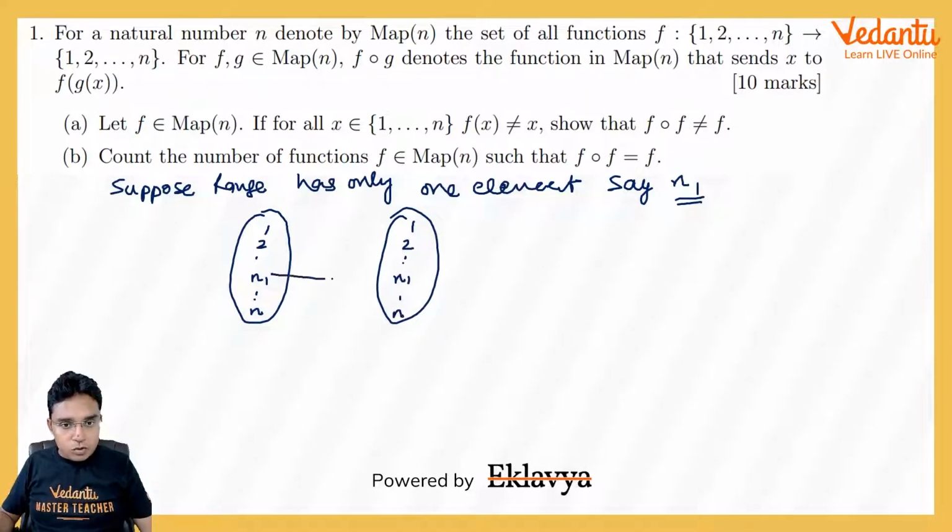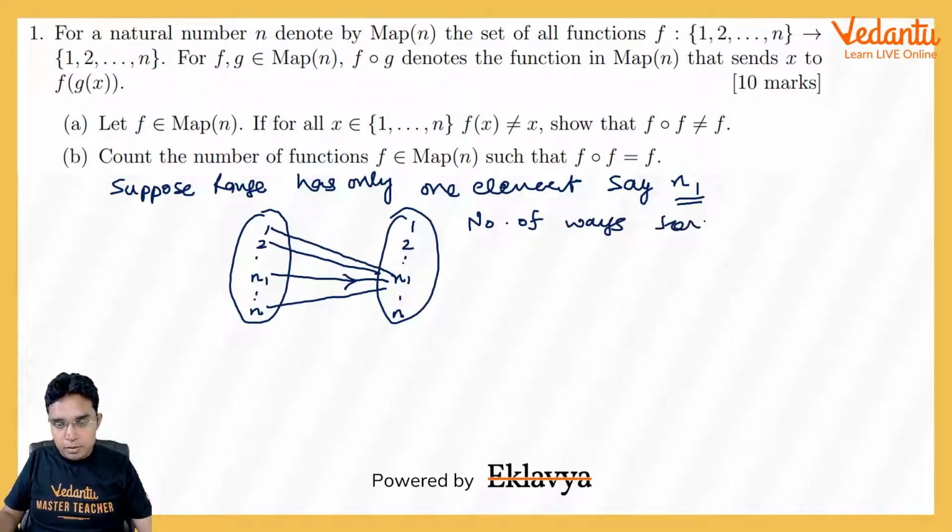Now this n1 has to be connected to this n1 only. And because this range has only one element n1, I have to connect all the elements 1, 2, and so on to this n1 only. So the number of ways for this case would be NC1. NC1 is for which element you are going to keep in your range, and then all the other elements, which are n-1, will be connected to this element only. So for every element you have one choice, and this will be raised to the power n-1.